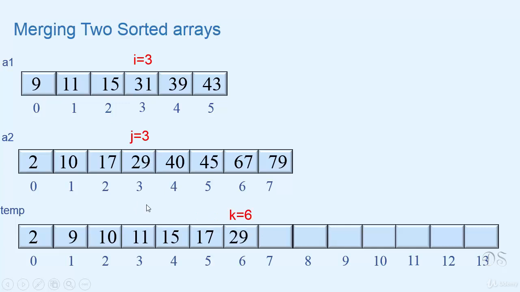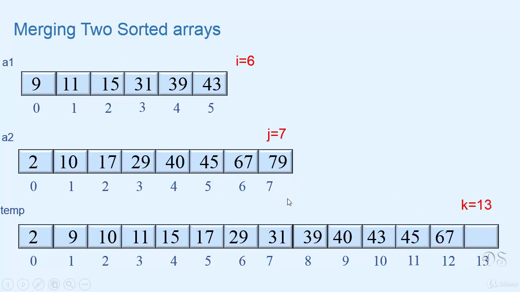Next 29 is smaller. 31 is smaller. Next from 39 and 40, 39 is smaller. Next 40 is smaller. Next 43 is smaller. Now we can see that this array A1 is finished and there are three remaining elements in the array A2. So we'll just copy these elements into this array. And now we have merged these two sorted arrays A1 and A2 in this array temp.